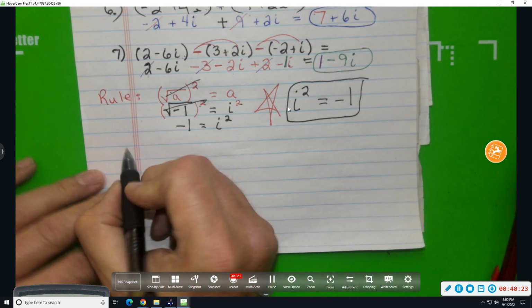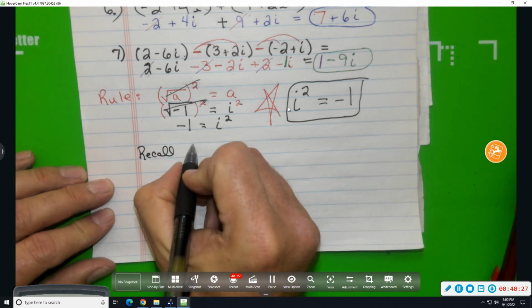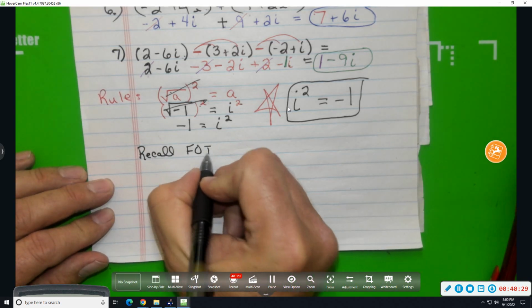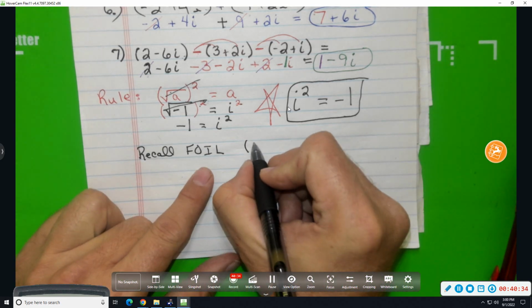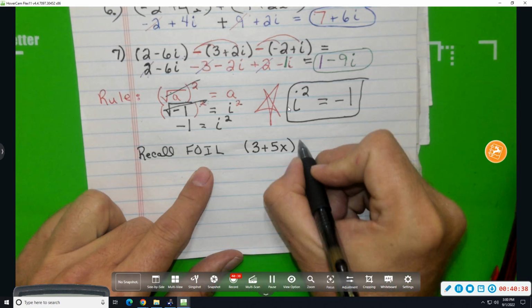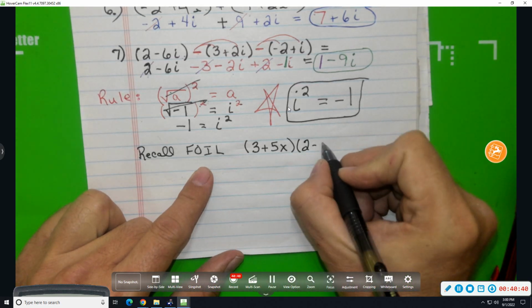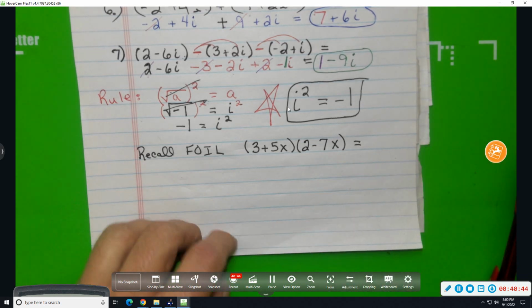And I also want to recall something before we do number 8. This is from your earlier algebra classes. Do you remember something called FOIL? So suppose we had this, 3 plus 5x times 2 minus 7x. Do you remember how we would multiply those together?